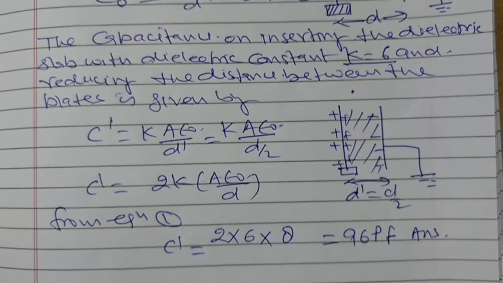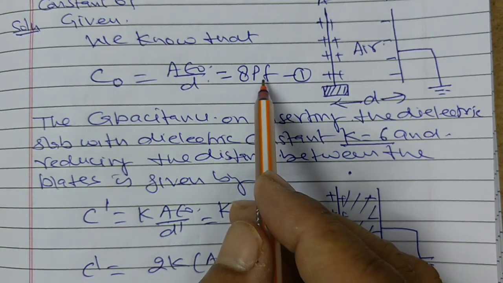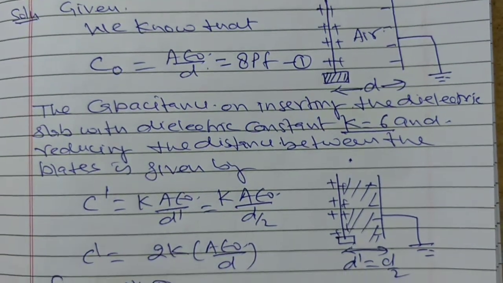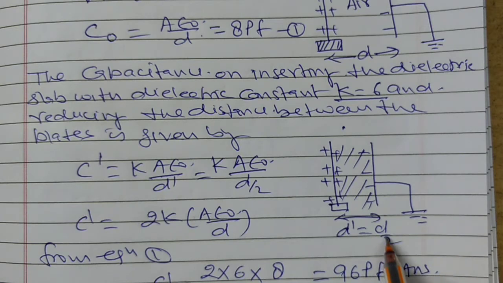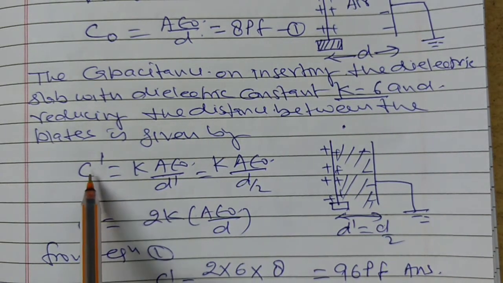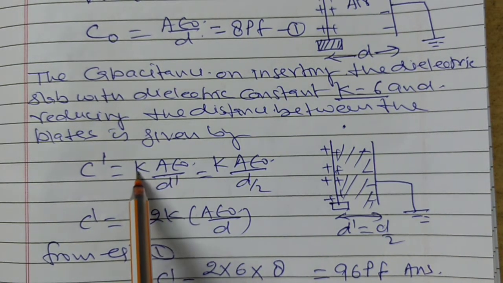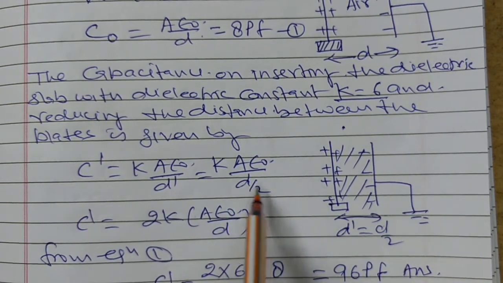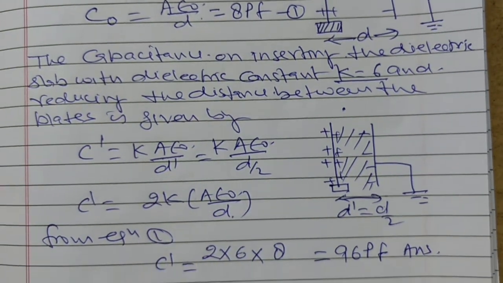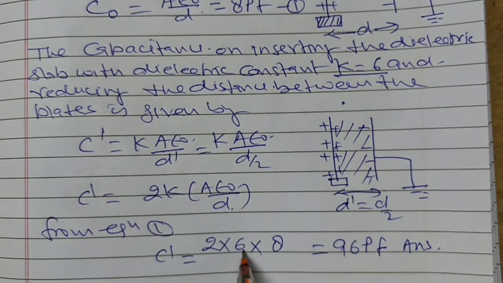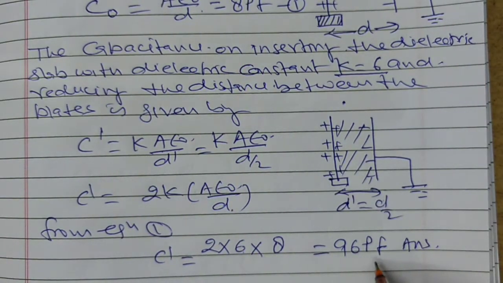The question first says that when there is air between the plates, at that time the capacitance is 8 picofarad, and if we place a dielectric substance between these two plates and reduce the separation of the plates to half, then what will be the capacitance? We derived this formula: C dash is equal to K into A epsilon naught upon d dash, this K is the dielectric constant. Now on putting this value d by 2 and on solving, 2K into A epsilon naught upon d. Now on putting the values, this C dash is equal to 2 into K is 6 and this A epsilon naught upon d is 8 picofarad, then on solving this is 96 picofarad.